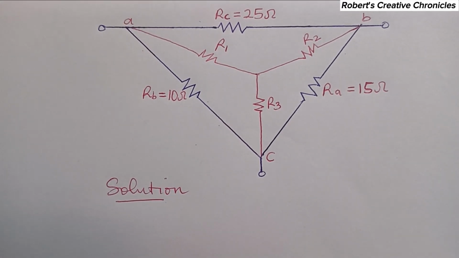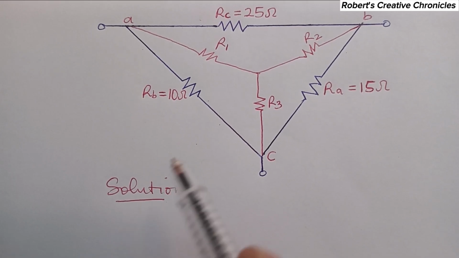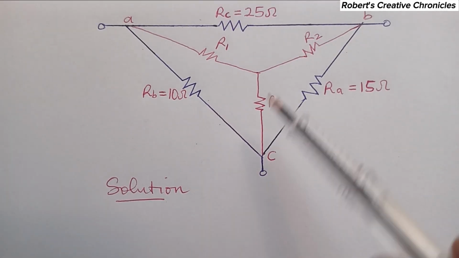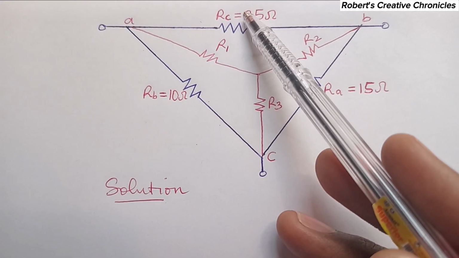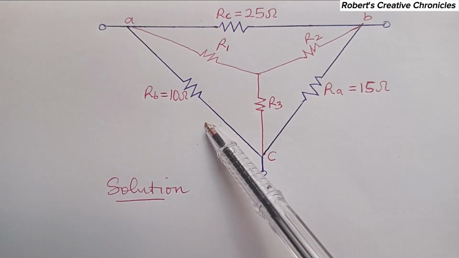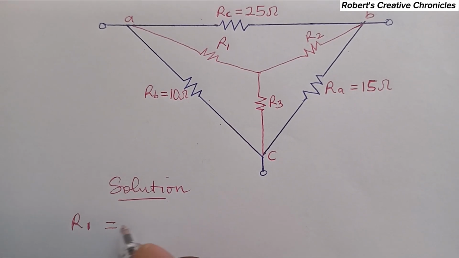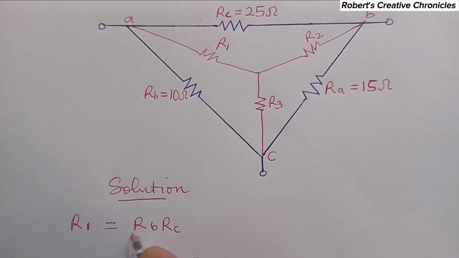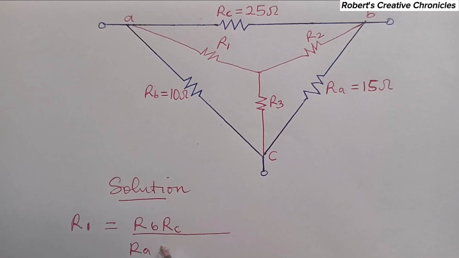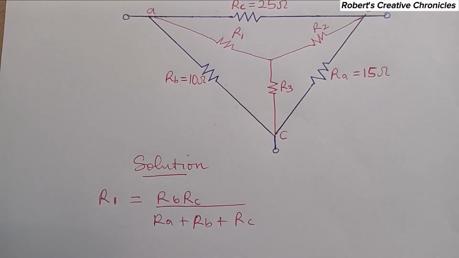Solution. Now from the formulas and from the diagrams of converting delta to star connection, you remember that R1 will be a product of this and this divided by the sum of all these resistances. So the formula will be R1 equals RB RC over RA plus RB plus RC. This is the formula for R1.